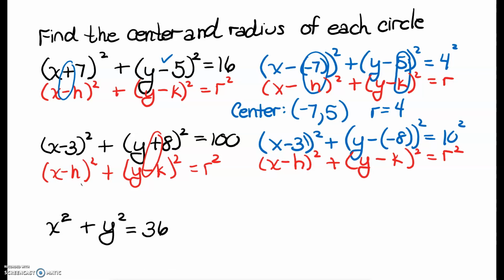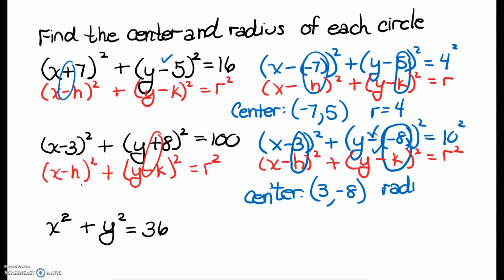So I would say my h value, so here, remember, we're not taking the minus sign, right? We're leaving this. Okay, so h is 3. So my center is h comma k. h is 3, k is -8, and my radius equals 10.